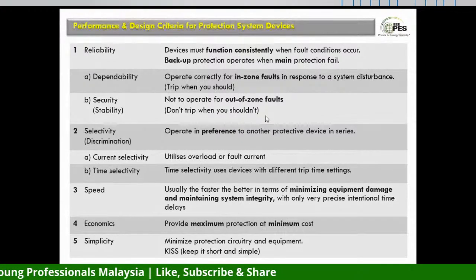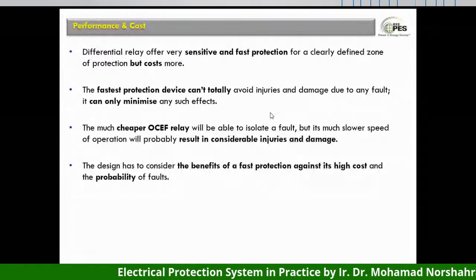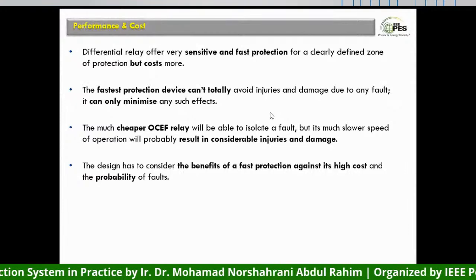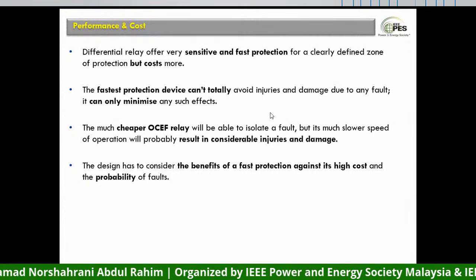Okay, let's go through some of the concepts. For example, performance and cost. For example, a diversion relay is a very sensitive and fast relay, but it is very costly. So we need to think twice whether we want to use it or not. Okay.